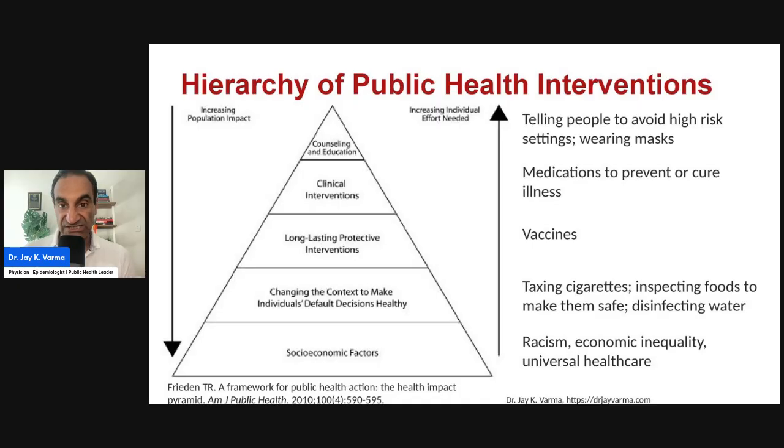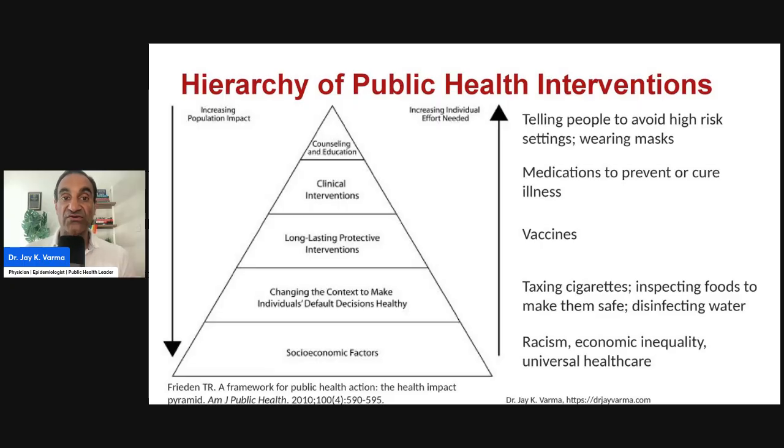And when we look at the history of the greatest impact we've had in the 20th century on reducing illness and disease, so much of it depends on improving overall socioeconomic status, removing barriers to people's civil rights or access to healthcare facilities, and then making our food safer, our water safer, our air safer, and then incorporating vaccines. Those are because socioeconomic factors, changing default decisions, and long-lasting protective interventions can have a huge and profound impact on the health of a population.